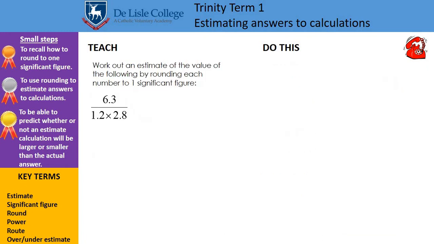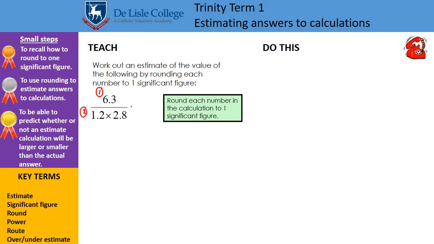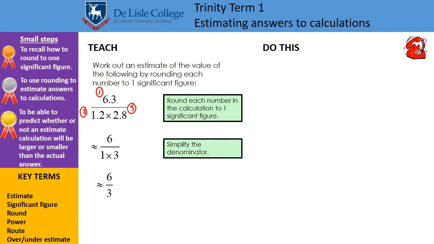So work out an estimate of the value of the following by rounding each number to one significant figure. So round each number in this calculation, so there are 3 values to round. We've got to round that one, that one, and the 2.8 as well. So the 6.3 becomes a 6, the 1.2 becomes a 1, and the 2.8 becomes a 3. When you simplify the denominator, 1 times 3 is 3, so you're doing 6 over 3, and we know that actually means 6 divided by 3, which is 2. So we found an estimate for the answer.